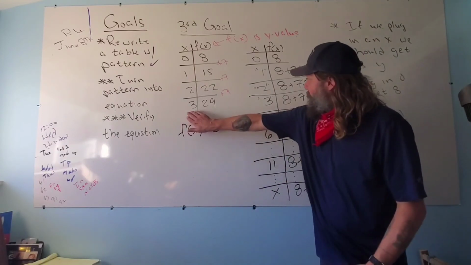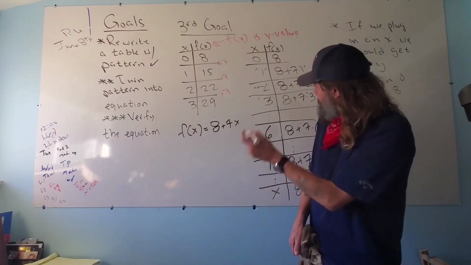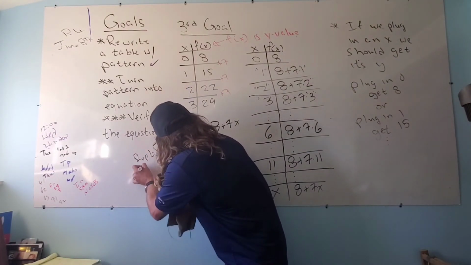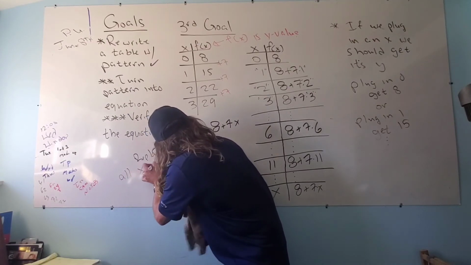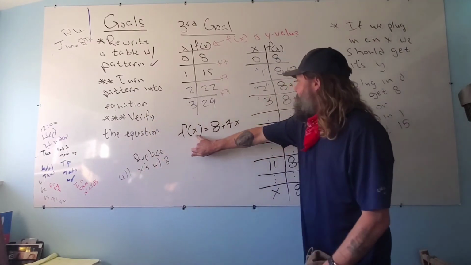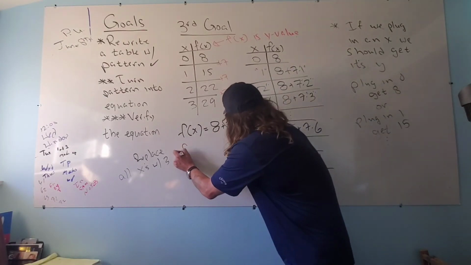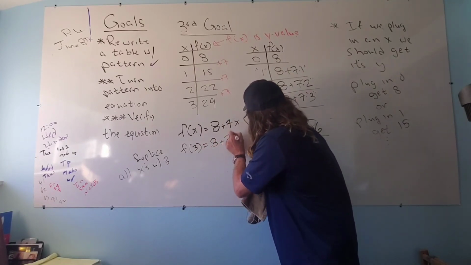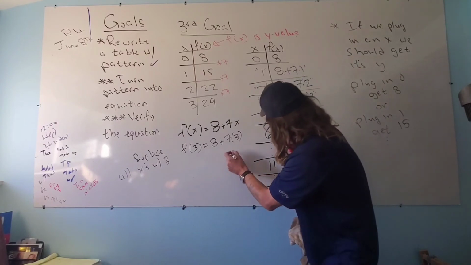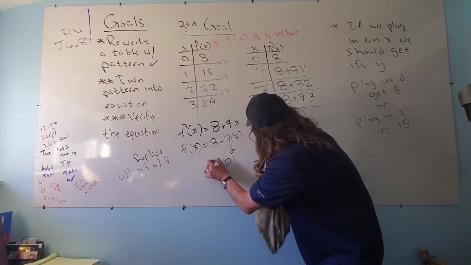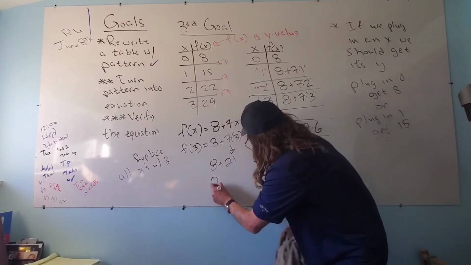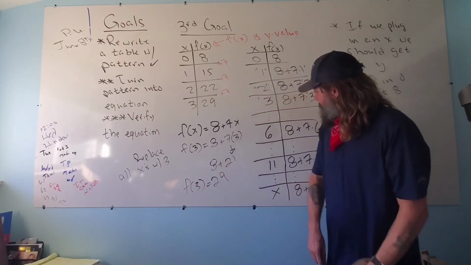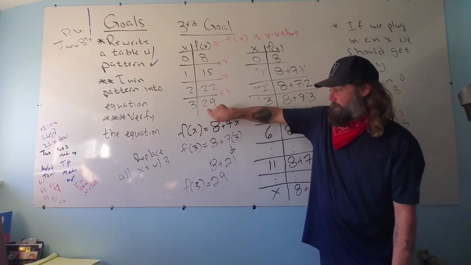Okay, so I'm going to pick 3. So everywhere I have an x, I replace with a 3. So replace all x's with 3. So again, notice I have an x here and I have an x here. So now I'm going to say f of 3 is equal to 8 plus 7 times 3. Well, 7 times 3, that's going to give me 21. And now I have 8 plus 21. 8 plus 21 is going to give me 29. So here I have verified that I have a good equation because when I plug in 3, I get 29.